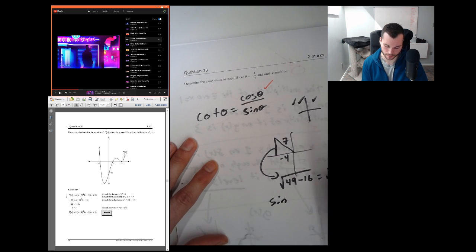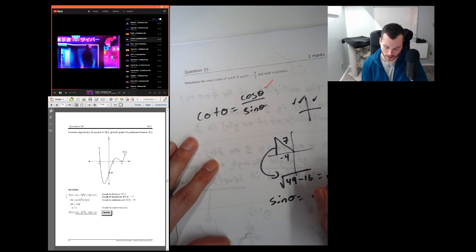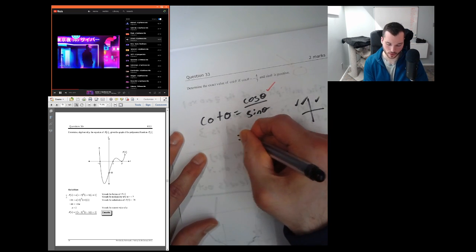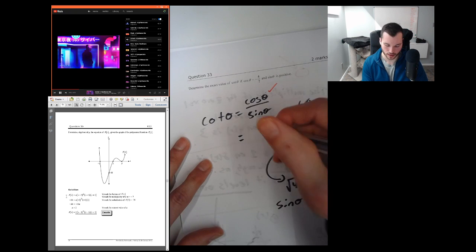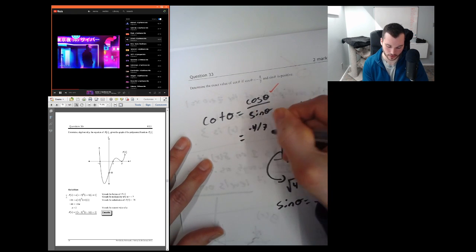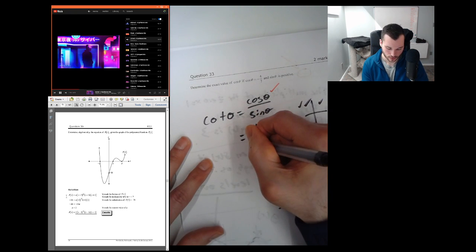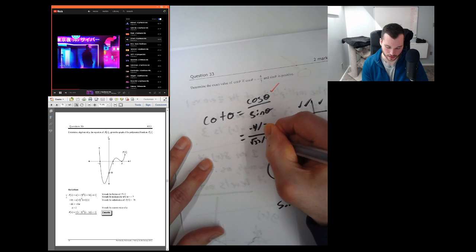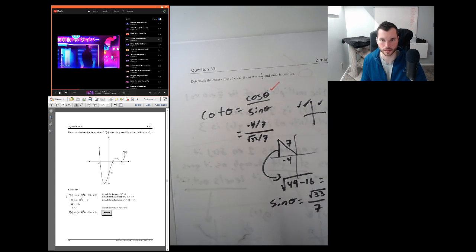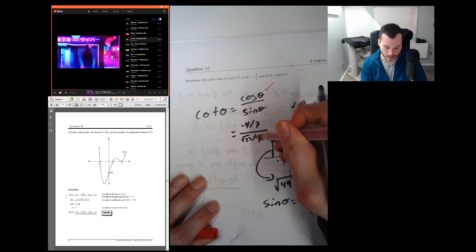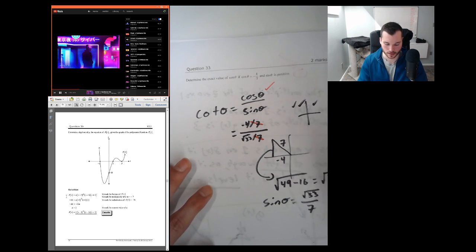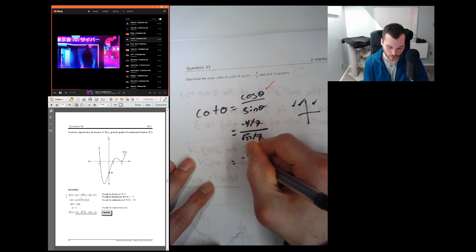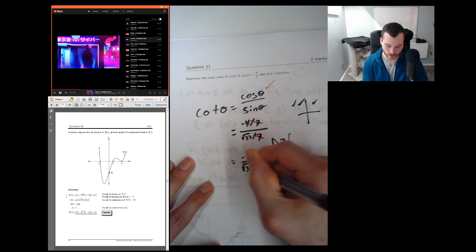So sine theta equals y coordinate over r coordinate. Now we're ready to go back up. Cos theta, negative 4 over 7, divided by root 33 over 7. Hey, look at that. The 7s get chopped off. Equals negative 4 over root 33.